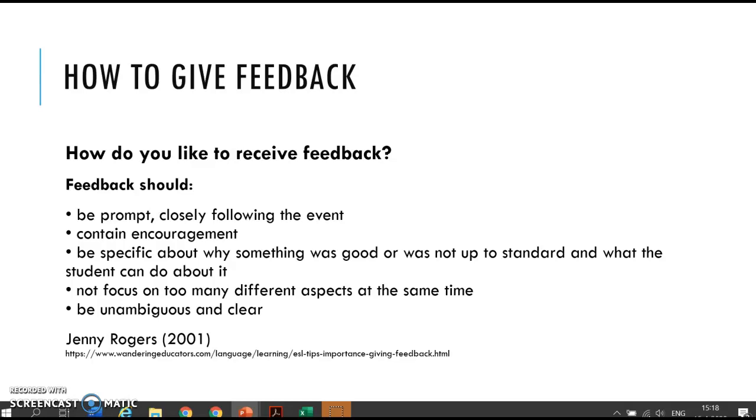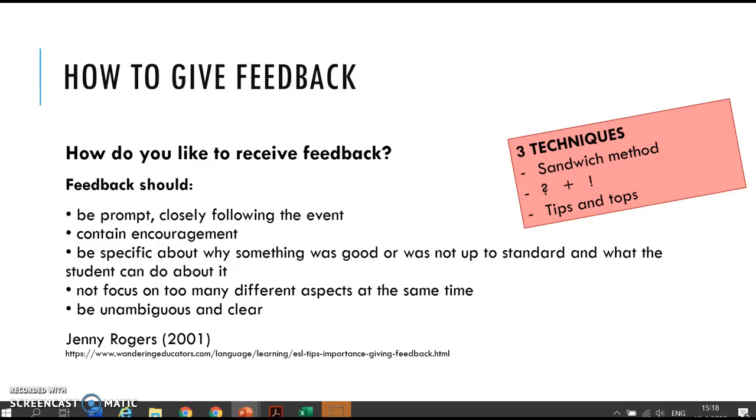Try to not focus on too many different aspects at the same time. Try to address the most important one, and you can really assess what is important by thinking about what hinders communication. If he would say it like this, for instance, it would hinder my communication, rather than it doesn't sound very pretty, and you need to be very clear about it. Don't beat around the bush, just say it.